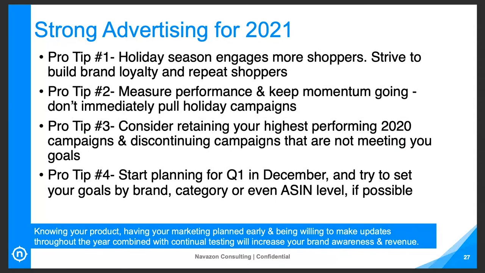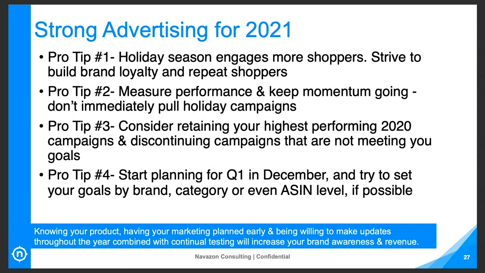So pro tip number 4, I want to piggyback really strongly on what Dave said. Start planning. Q1 is coming up. 2021 is around the corner. So in December, you need to have your goals for Q1 going. Your goals can be by brand, category, or even ASIN level if possible. But don't start your first quarter advertising the second week of the first quarter. Right now is the time to be making your advertising adjustments or building for Q1.